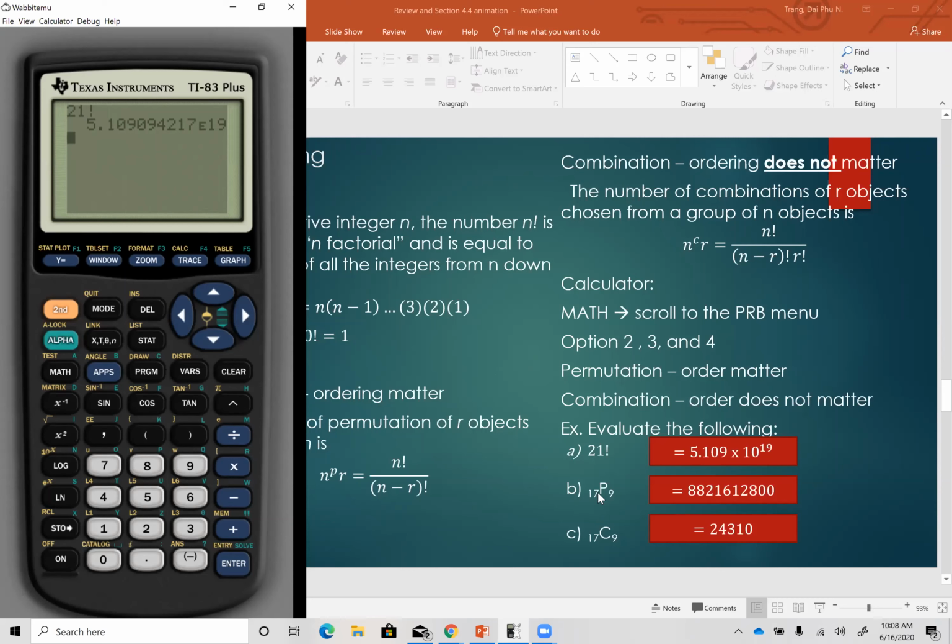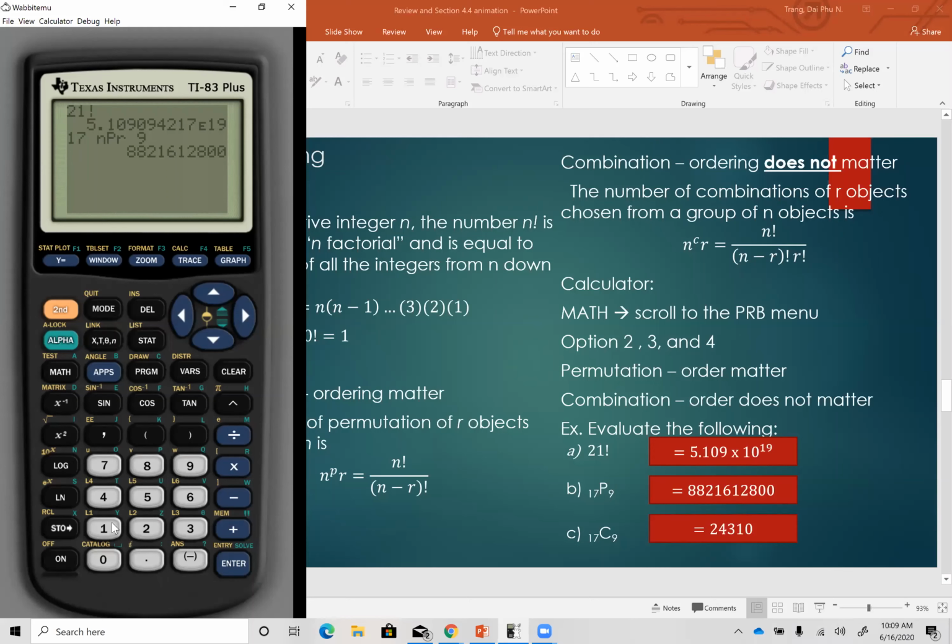And if you want to do B, you have to type 17 first, and then you go into PRB and use the NPR, and then you type in 9. So to write this for B, I have to type 17 NPR 9. Once you have that, you press enter, and you get 8,821,612,800. That's how many different ways you can choose 9 items out of 17.